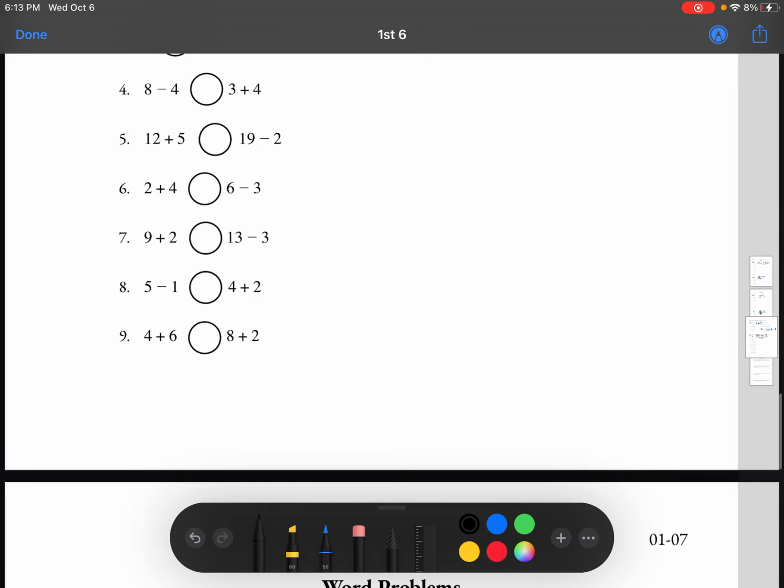We will also do number 7. 9 plus 2 blank 13 minus 3. First we solve for 9 plus 2, which is 11, and then we solve for 13 minus 3, which is 10. From there we can see that 11 is on the increasing side while 10 is on the decreasing side, meaning 11 is greater than 10.